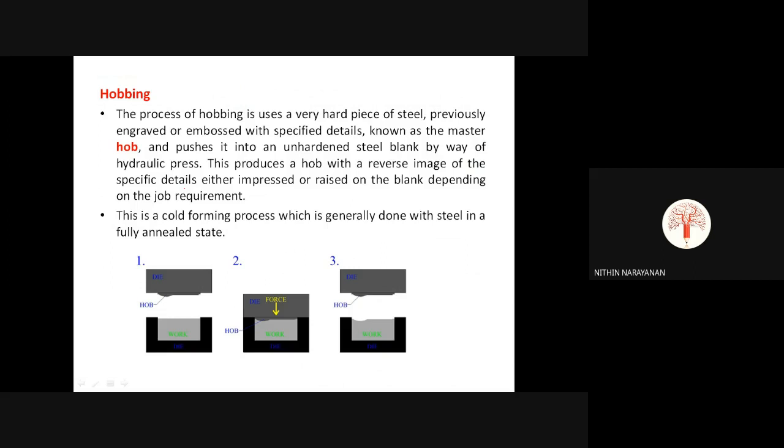The process of hobbing uses a very hard piece of steel, previously engraved or embossed with specific details, known as the master hob. So initially we will have a master hob, which is what is shown here, below this guy. In this master hob there will be certain images engraved or embossed with fine details. It is pushed into an unhardened steel blank by way of a hydraulic press. So we are using a hydraulic press here.